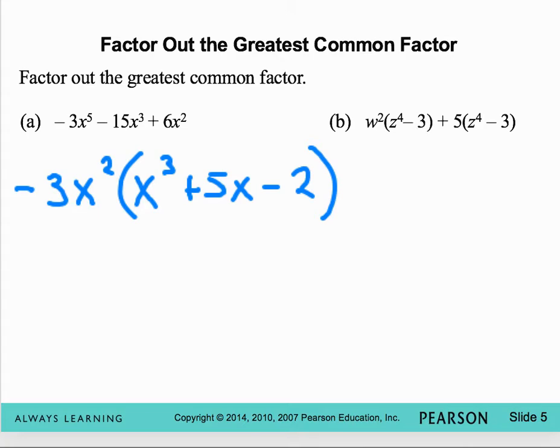Now don't forget, you can always check your factoring by multiplying it back and see if you get what you started with. Okay, so that's factoring out the greatest common factor.